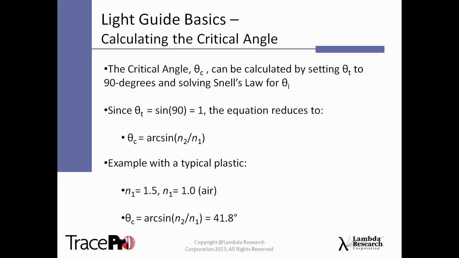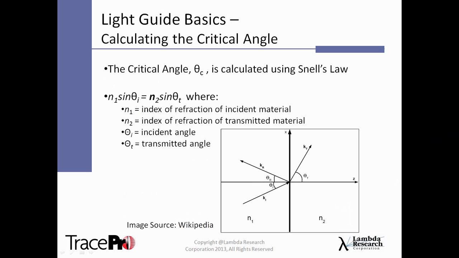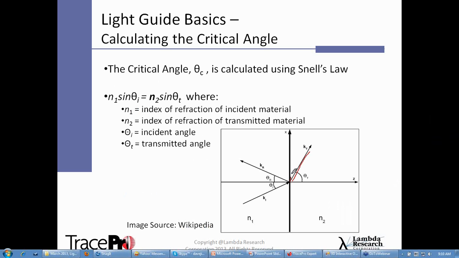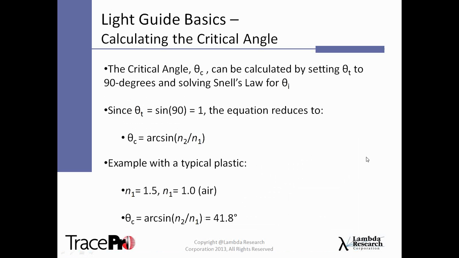Now to find the critical angle, we can do that by setting theta T to 90 degrees. And the reason we do that is we're looking for, here's our theta T, we want the ray going this way, so then eventually if it gets higher than that, it actually stays inside of the incident media. So we set this angle to 90. And since the sine of 90 is 1, the equation reduces down to the critical angle is equal to the arc sine of index 2 over index of refraction 1.